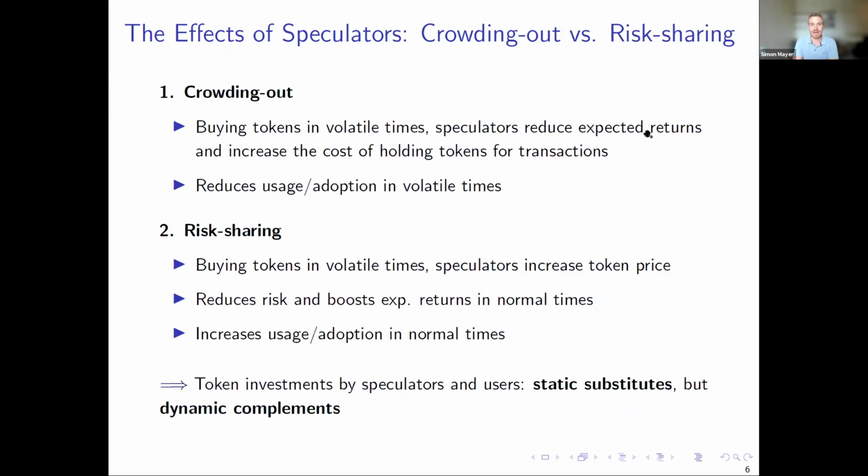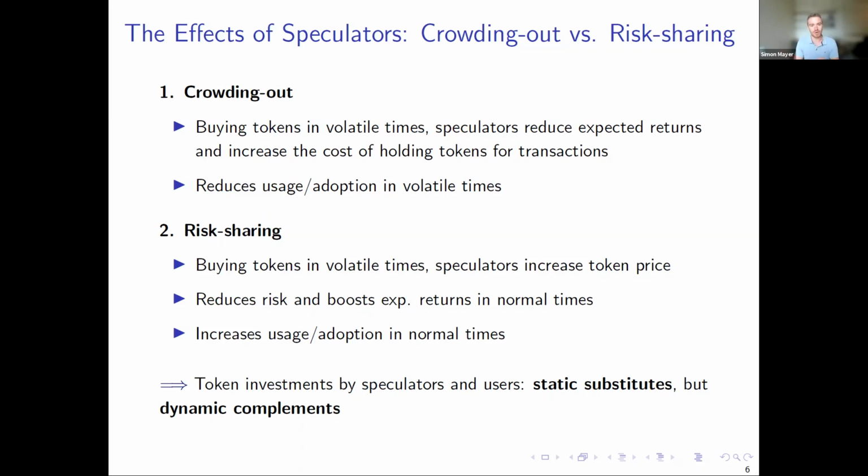I then identify how speculators affect platform or token usage, or more broadly, the users. I show that speculators affect platform users via two opposing effects: crowding out and risk sharing. Let me first discuss the crowding out effect. Because speculators buy tokens in volatile times, they drive up the price. And a higher price means lower expected returns. Lower expected returns, in turn, mean a higher cost of transacting on the platform, which reduces platform usage and adoption in volatile times.